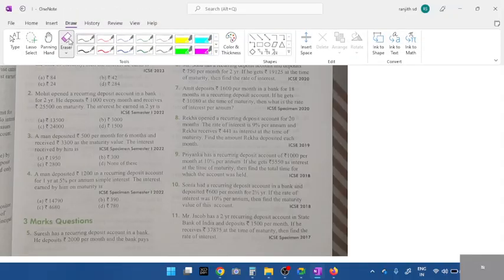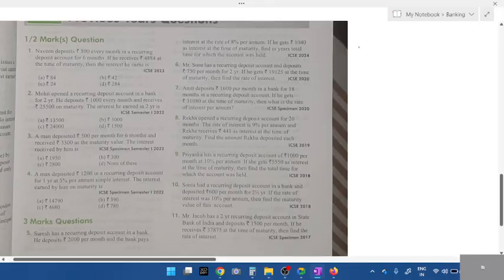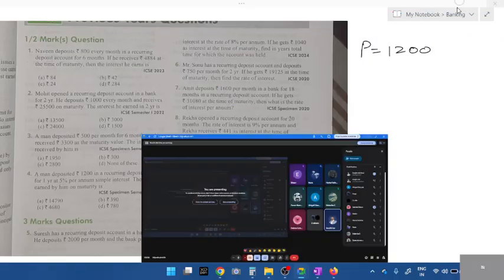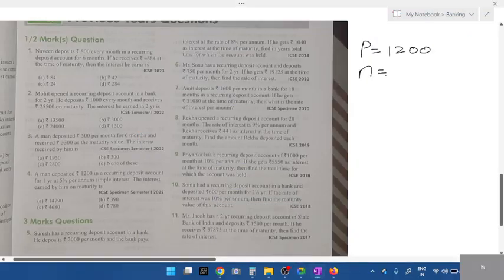Delisha, read the fourth one. Tell me all the data. What is principal in the fourth one? P is 1200. Okay, next. What is N value? For how many years? Respond. Unmute the call. What is N value then? You can't take it as 1 year. N stands for months. Should I take 1 or 12? 12. Next.